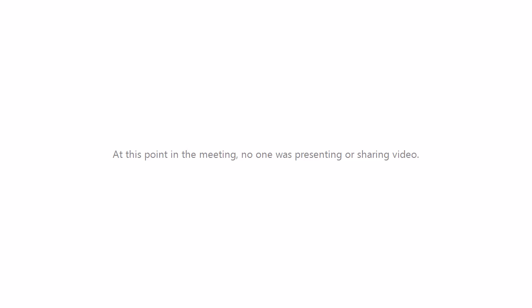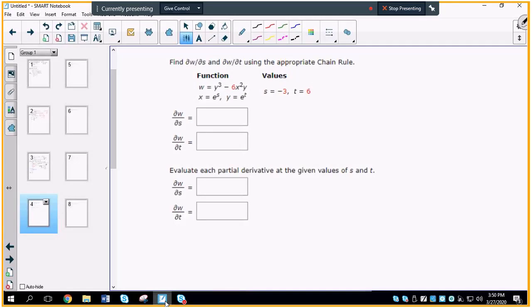Okay, so in this video, I'm going to show you how to use the concept of chain rule when you have a function w, which is a function of two variables x and y, whereas x and y are functions of different independent variables. X is a function of s, y is a function of t. So we will write down our general chain rule. We just have to be a little careful.